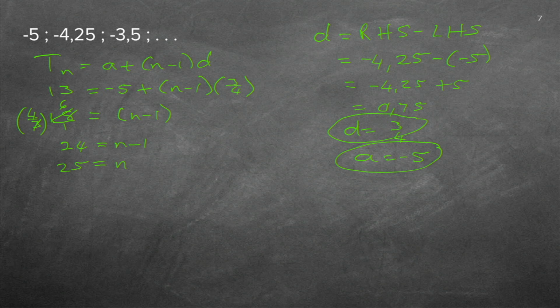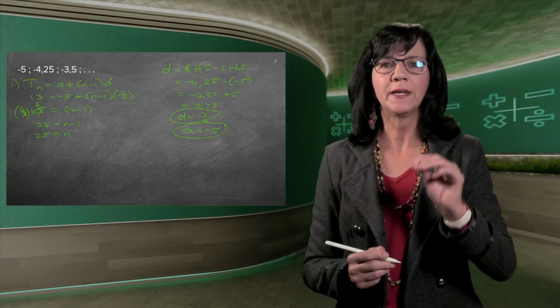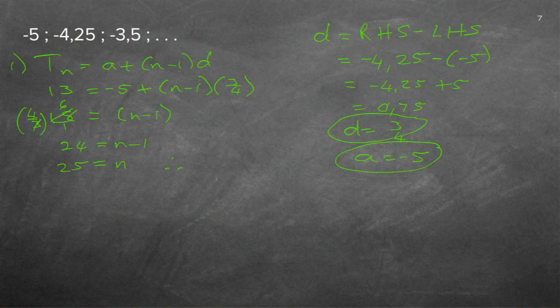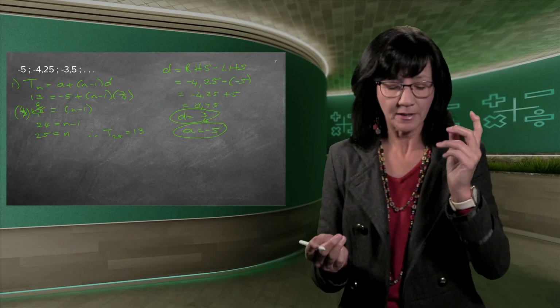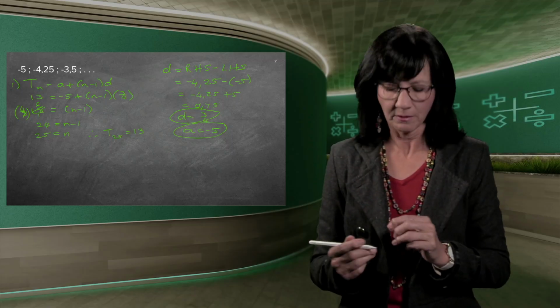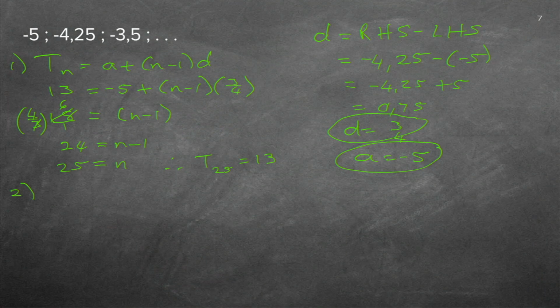So there you've answered the first question, which they ask which term will be equal to 13. So now you can say, therefore, the 25th term will be equal to 13. Good. And that's as easy as that. So you just need the A and the D. But now the next question they say, find now T13. So now I'm going to the next question, find T13.